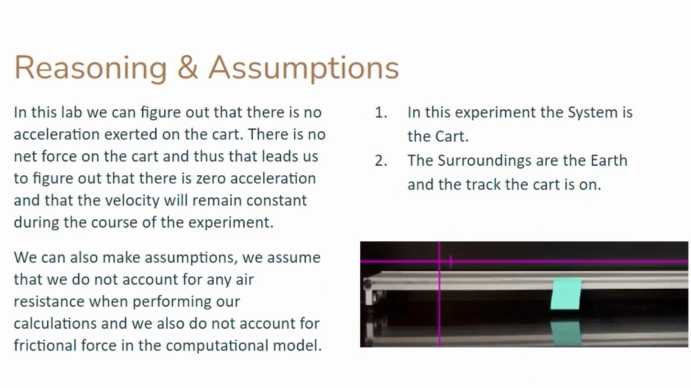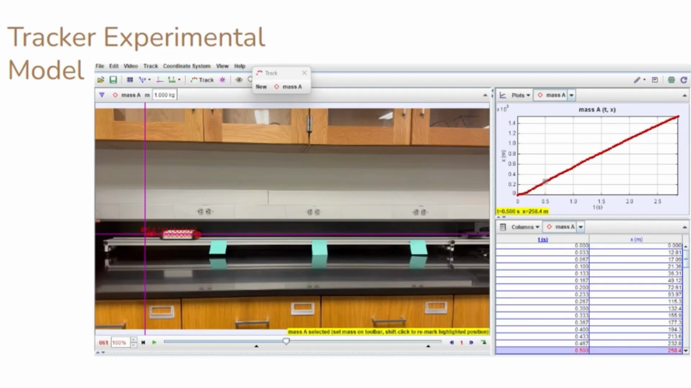Secondly, in this experiment, the system is the cart, and the surroundings are the earth and the track that the cart is on. So what I did here is I used Tracker and took the position frame by frame of the cart as it was going along the track. Using that, I was able to make the graph that we see in the top right, which gives the position over time.